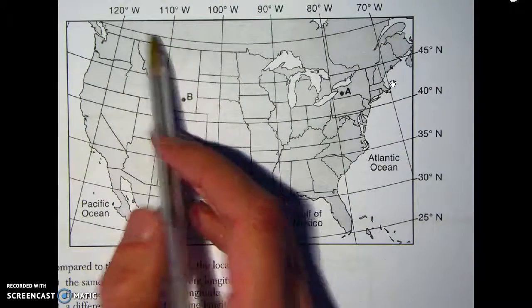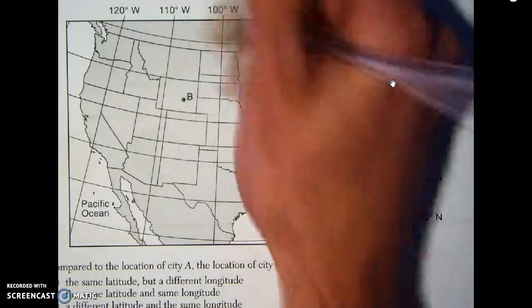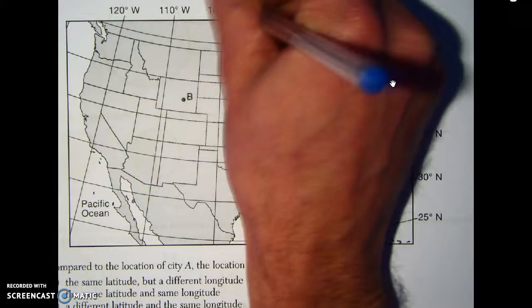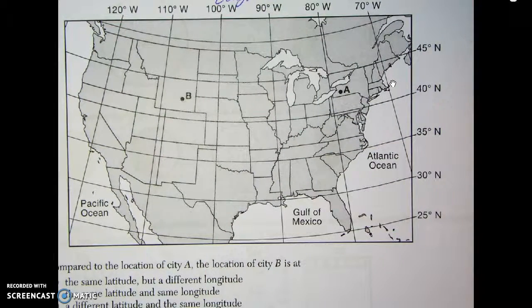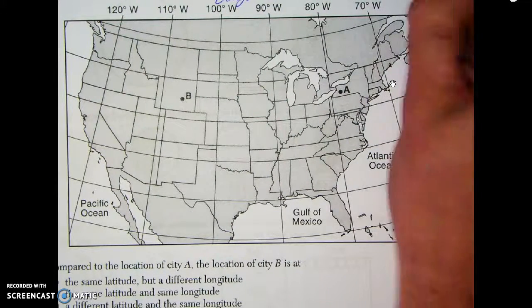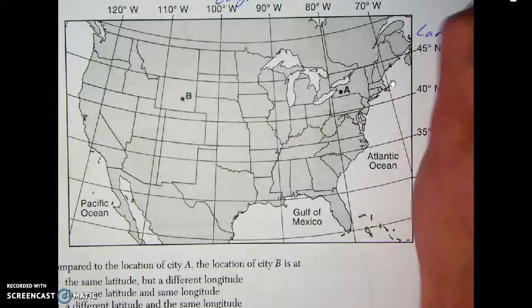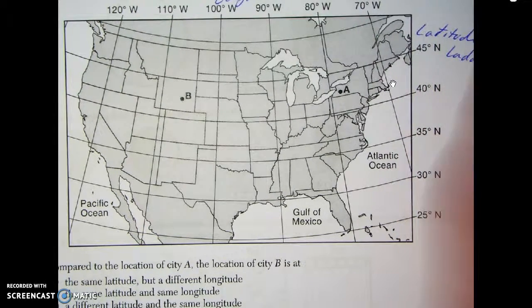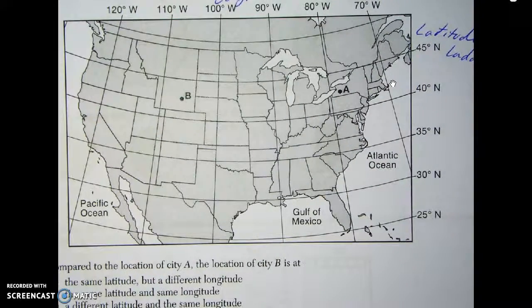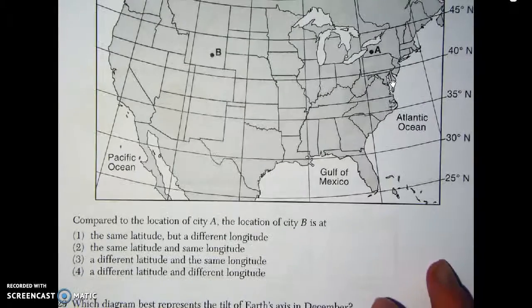Okay, 28, we have a map of the United States. We have longitude up here. These are longitude lines. Longitude goes north to south. Latitude lines are on the sides here. Sometimes people think of latitude as being kind of like the rungs of a ladder. The rungs of the ladder do go up and down, but they go across. Anyway, it's asking about city A and city B.